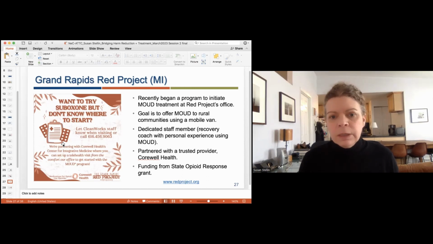And there's a recovery coach, as they call it, who is peer support, people with lived experience within the organization. She's someone who had used medication herself and was really involved in setting up the program and choosing this provider. And they have funding from a state opioid response grant. So it's always important to figure out what are the pathways to fund these types of programs.